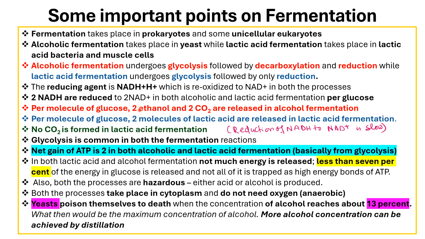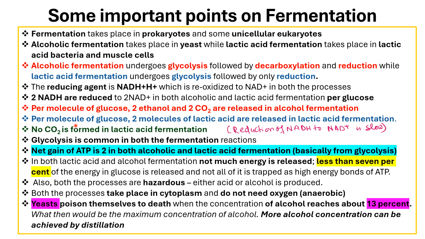Also, per molecule of glucose, how many ethanols will be released? So we will just multiply it by 2. For one pyruvate, we were getting 1 ethanol and 1 carbon dioxide. So for a glucose, we will be getting 2 ethanol and 2 carbon dioxide for alcoholic fermentation.